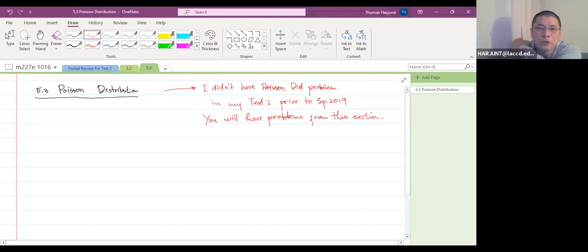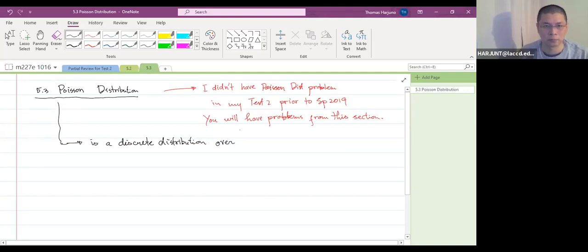In fact, Poisson distribution is another well-known and quite common distribution you encounter in real life. Poisson distribution is a discrete distribution over a continuous domain.